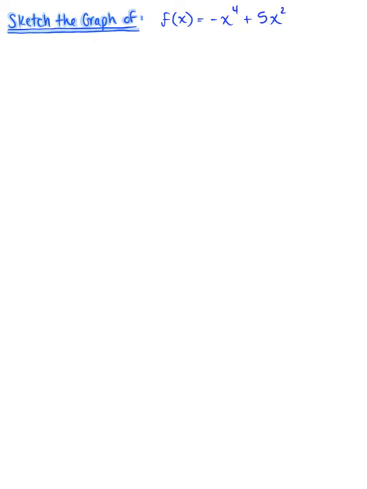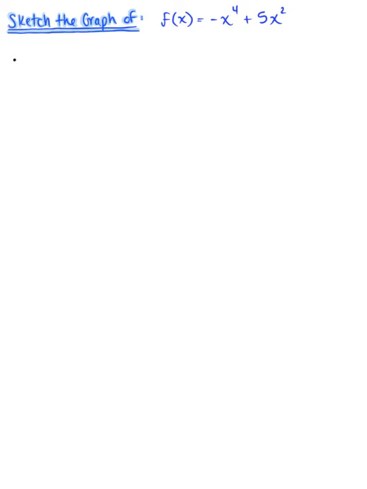We want to sketch a graph of the polynomial function f of x is equal to minus x to the 4th plus 5x squared. Now, we already know from our leading term test that both ends of the graph are pointing down. But what's going on in between? I don't know. Let's find out.